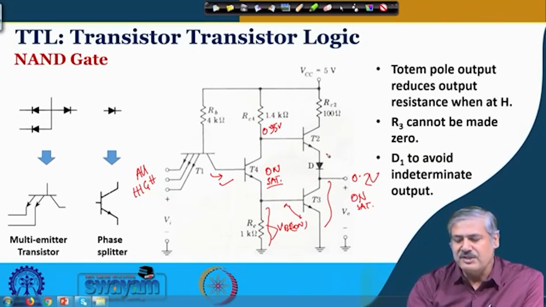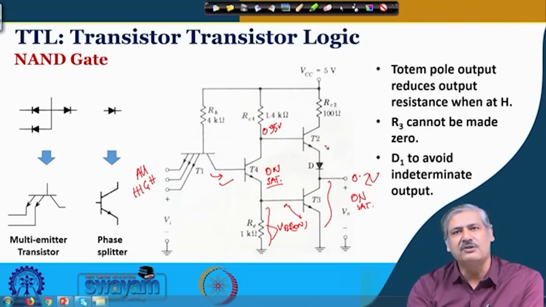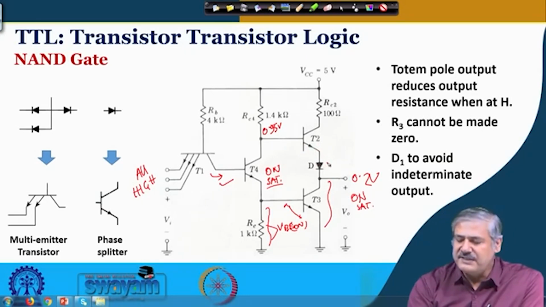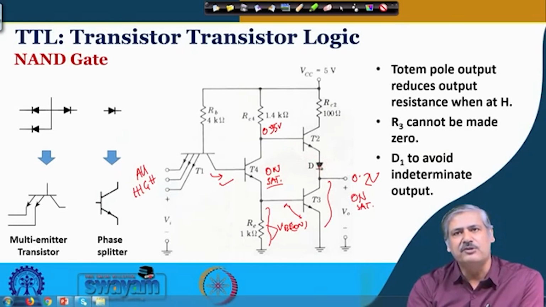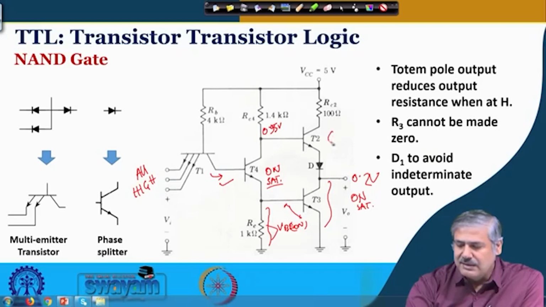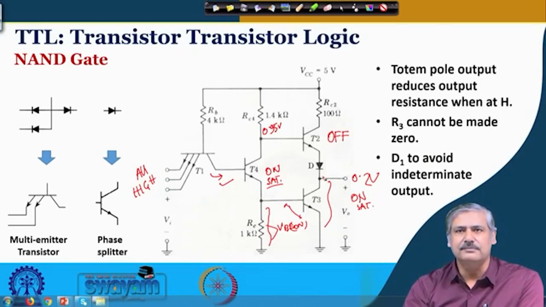If this diode was not there, 0.95 and 0.2, this voltage would have been sufficient to make this transistor on and go to saturation. So, this is what is prevented by placing the diode over here. You require actually 2 diode drops, that means about 1.4 volt or so to make them on. So, at that time what is happening? This transistor is actually off because of the presence of the diode. So, that is the importance of having the diode over here.